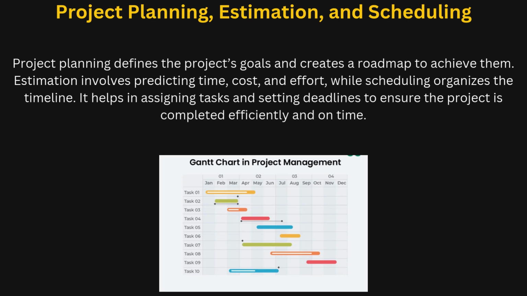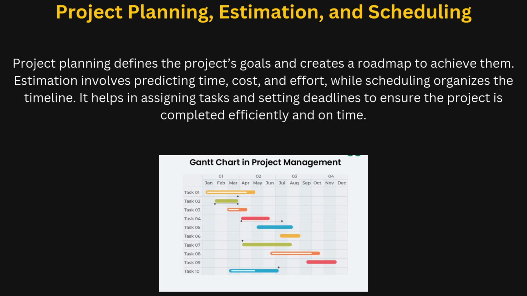So at first, project planning, estimation and scheduling. Project planning is the foundation of any successful software project. It involves defining the project scope, the objectives, and the resources. During this phase, the project managers create a roadmap that outlines the tasks, the timelines, and the deliverables.